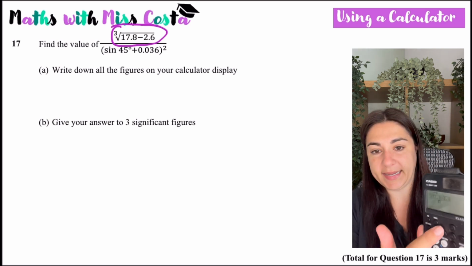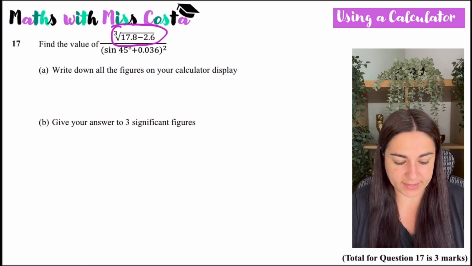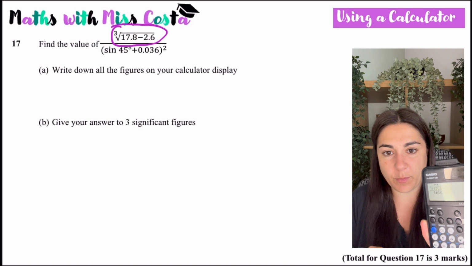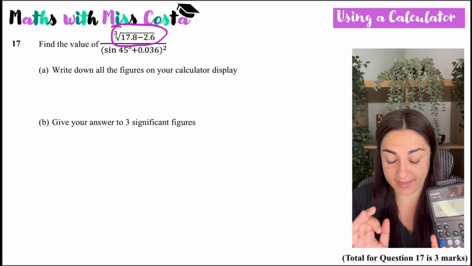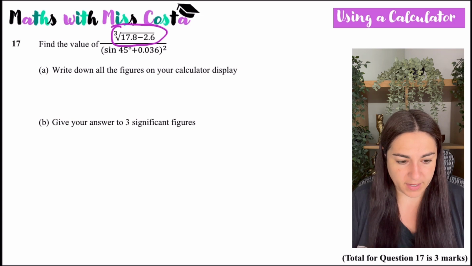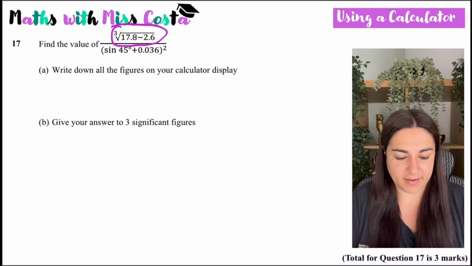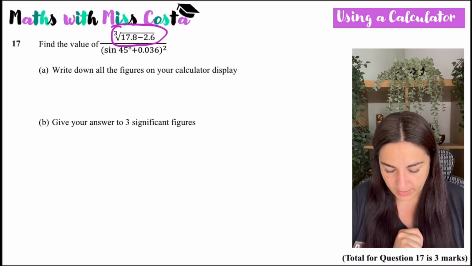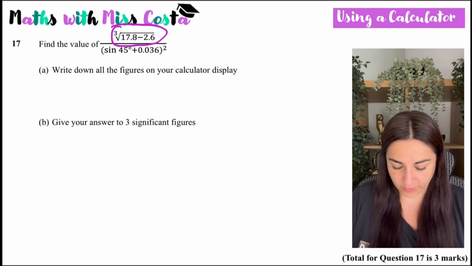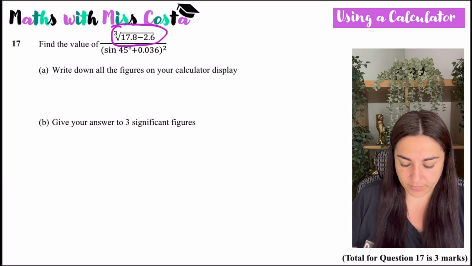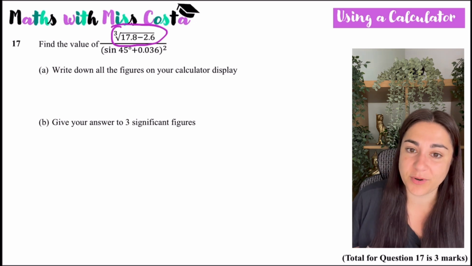Next, you use the arrows to move to the denominator, and we type in what we see. So we've got sine 45, and whenever you're typing in anything to do with trigonometry, make sure you close the bracket at the end of it. So sine 45 plus 0.036 squared. So that's what it should look like on your calculator. It should look exactly like what it says in the exam.